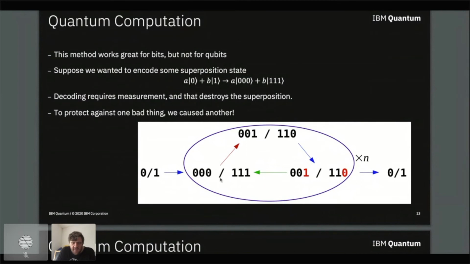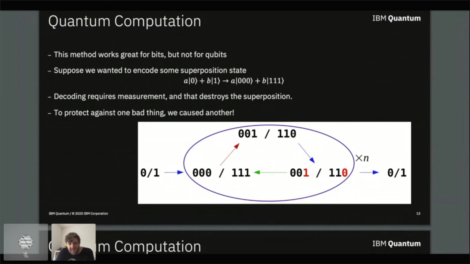Then an error happens, and again, we take the example of a bit flip on the last qubit. Then we would get a superposition of A001 plus B110. Then we go to the next step. We look at our qubits, we see what their values are to see if everything looks okay. So we measure them all, and that means this superposition collapses to either being 001 or being 110. Then we see that this one's out of place, whichever it is. We fix it and we go round and around and around.